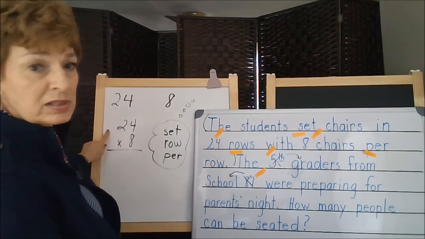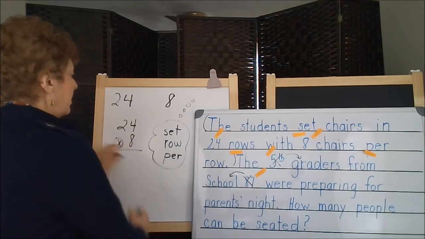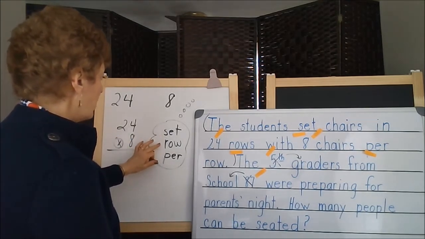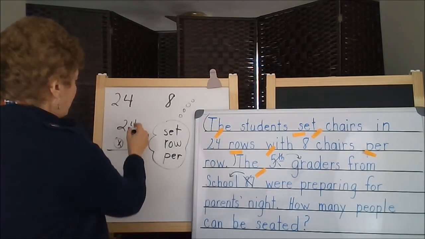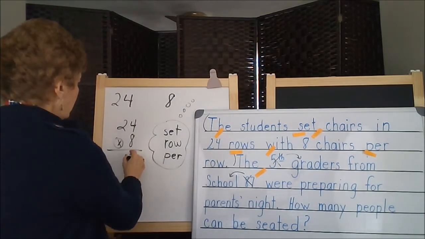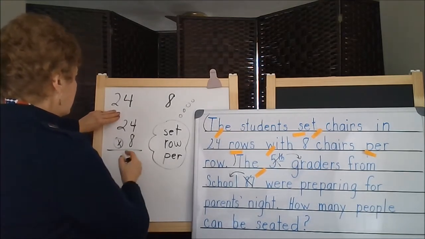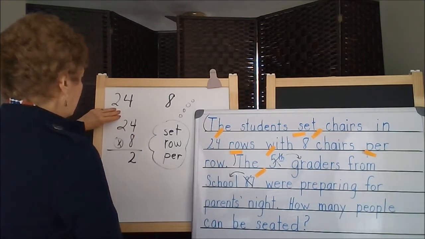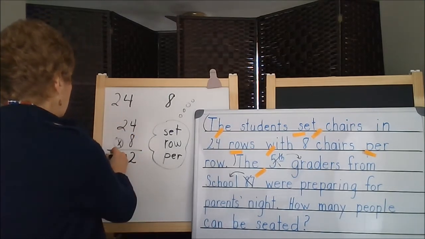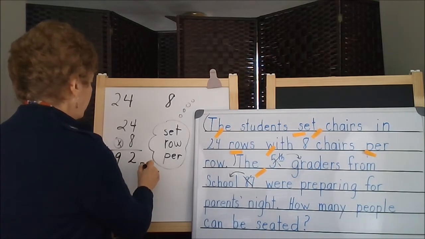So here we have our multiplication problem. The reason that we're thinking multiplication is the sets, rows, and per clues that we've got in here. All right, 8 times 4 is 32. I'm going to put down the 2, and I'm going to carry the 3 to the next column. 8 times 2 is 16, 17, 18, 19. So we have 192 people could be seated. People.